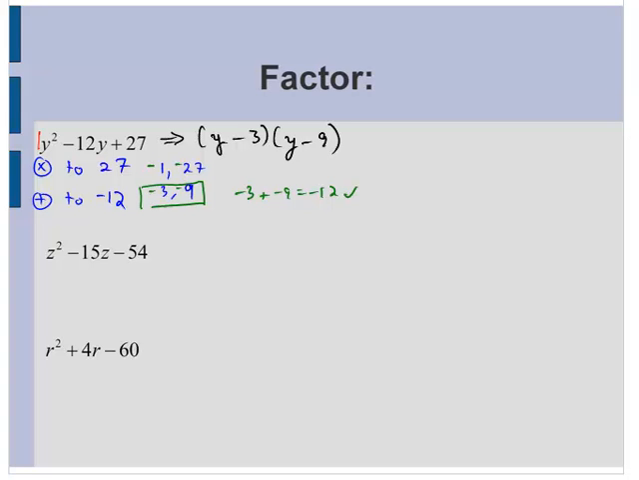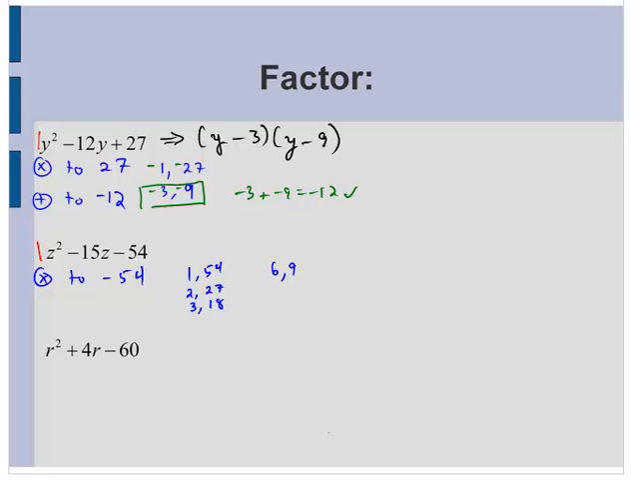All right, what if we had z squared minus 15z minus 54? So again, notice that it's a 1z squared. So finding a pair of numbers that multiplies to negative 54. Now, wait a second, it multiplies to a negative. The only way you get a negative product is if you have different signs. So we could have 1 and 54, 2 and 27, 3 and 18, 4 doesn't work, 5 doesn't work, 6 and 9.